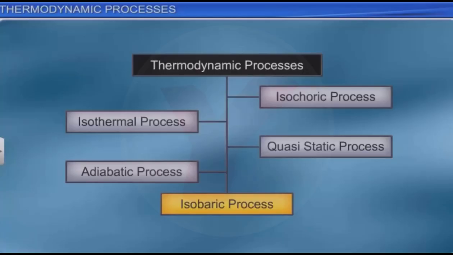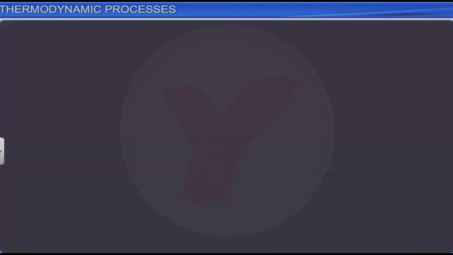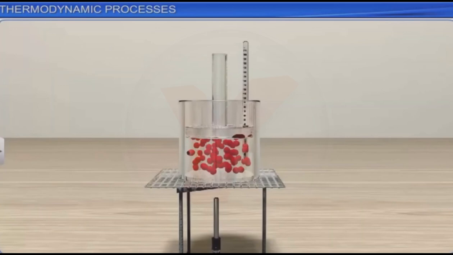Let us discuss another thermodynamic process known as isobaric process. If a thermodynamic process takes place at a constant pressure, it is called an isobaric process. Consider a sample of gas in a container with a movable, frictionless, light piston. Expansion of the gas when heated is an example of an isobaric process.